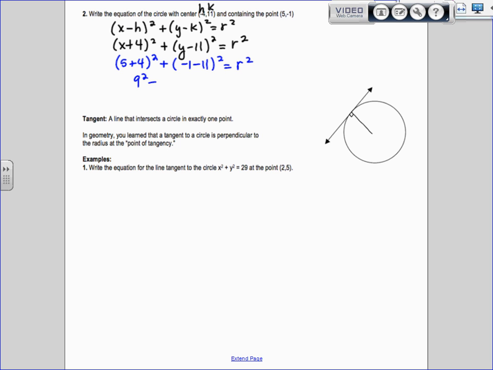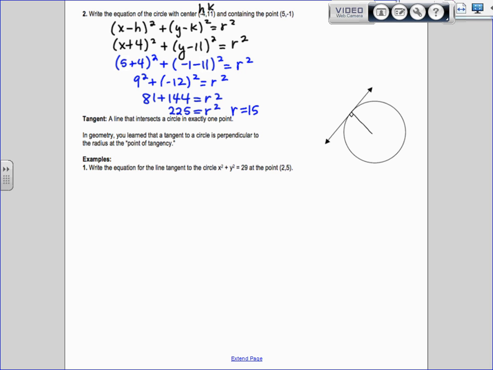So I get 9 squared plus negative 12 squared equals r squared. So 81 plus 144 equals r squared. 225 equals r squared. So what's r? 15. Good. You guys are really good at your squares.